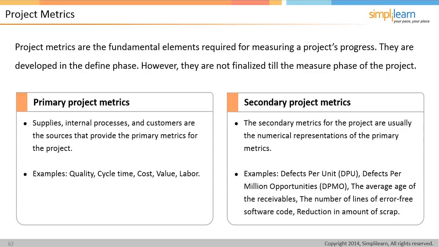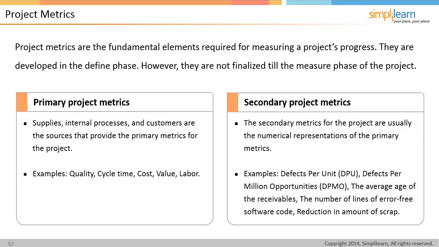So we'd actually measure. And that, again, is the MSA piece of the measure phase. So we've got our primary metrics. Suppliers, internal processes, and customers are the source that provide the primary metrics for the product, or project, I should say. Some examples, these are obviously very high level. Quality, cycle time, cost, value, labor.